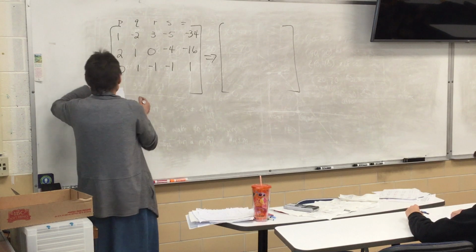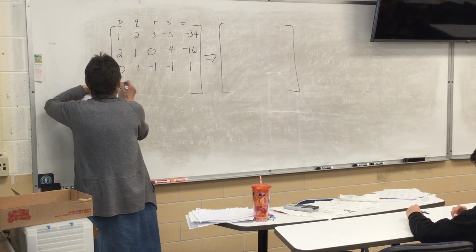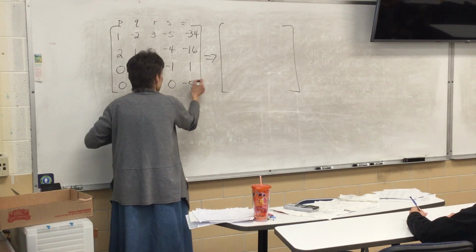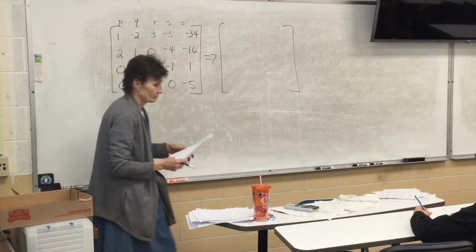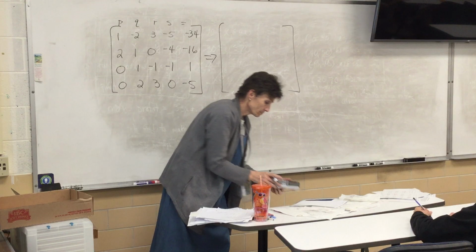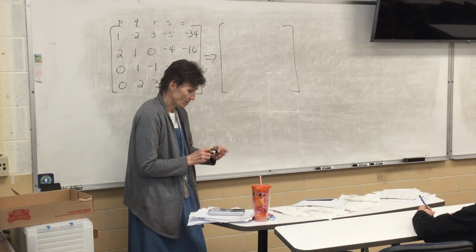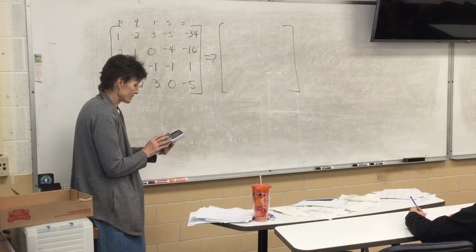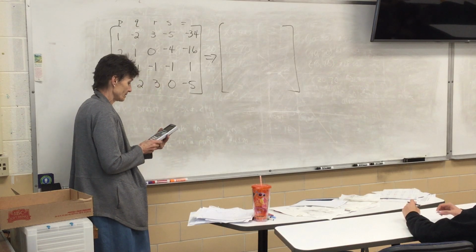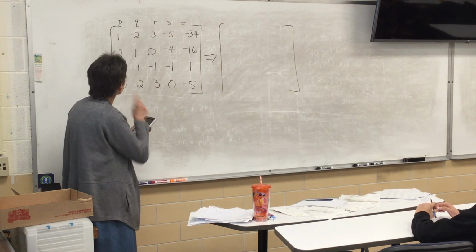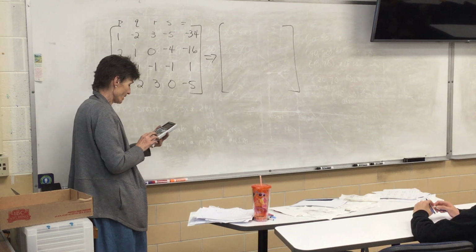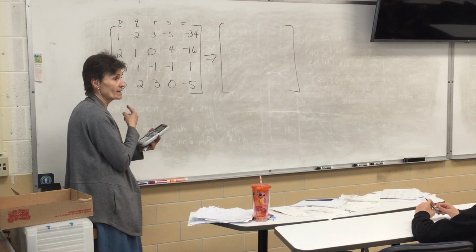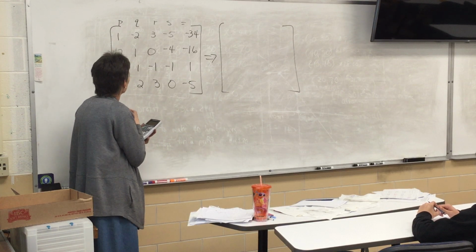All right, what's the bottom row? 0, 2, 3, 0, -5. All right, here we go. Second matrix, over to edit. What are my dimensions? 4 by 5, big one. This is how big your 1 on your test will probably be. Here we go.